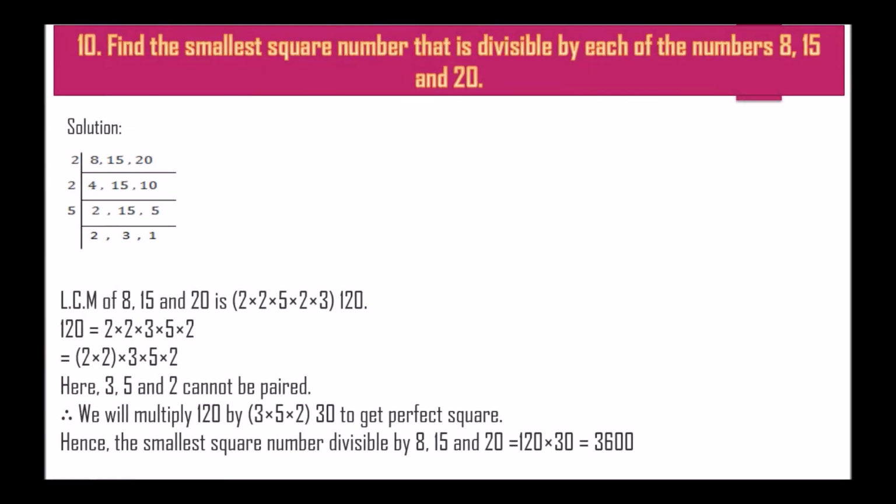Next, find the smallest square number that is divisible by each of the numbers 8, 15 and 20. So the LCM of 8, 15 and 20 is 2 into 2 into 5 into 2 into 3, that is 120. So 120 can be written as 2 into 2 into 3 into 5 into 2. Here 3, 5 and 2 cannot be paired. So we will multiply 120 by 3 into 5 into 2, that is 30, to get a perfect square. Hence the smallest square number divisible by 8, 15 and 20 equals 120 into 30, that is 3600.